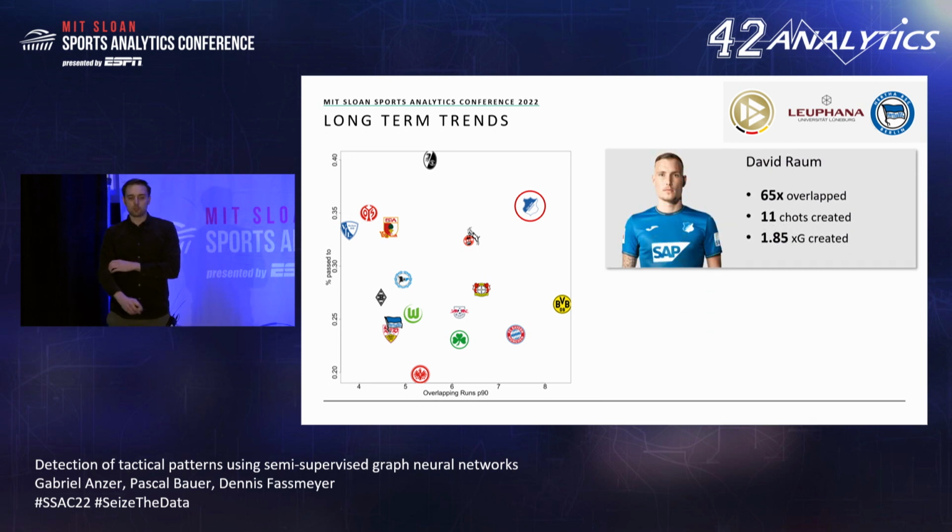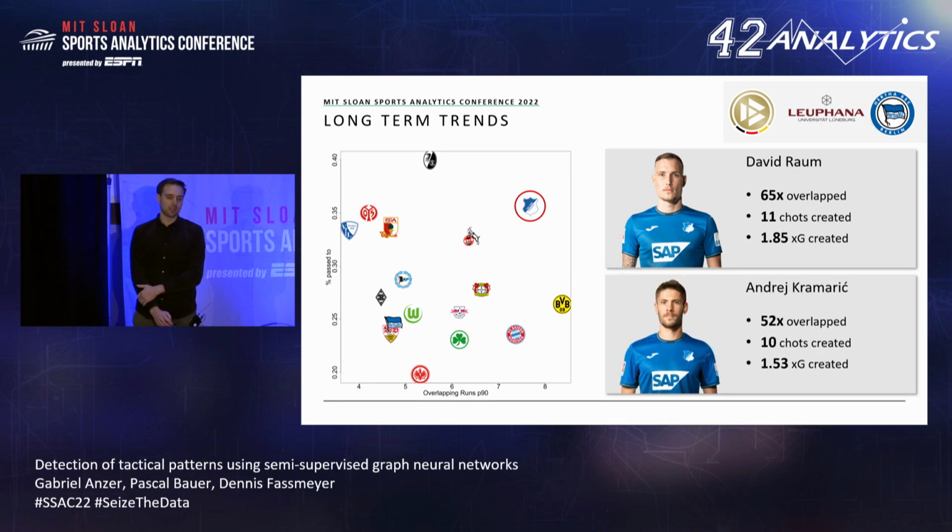Furthermore, we can see which players typically show this behavior. We see that in the Bundesliga season this year, the German international David Raum was the one who most frequently used this action by overlapping his teammate, in this case Andrej Kramaric, who was bypassed 52 times, and they created a significant number of shots and goal-scoring opportunities.